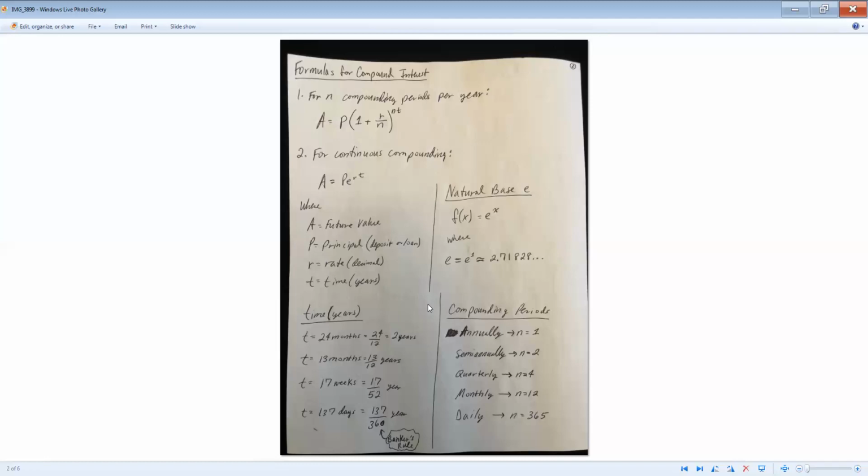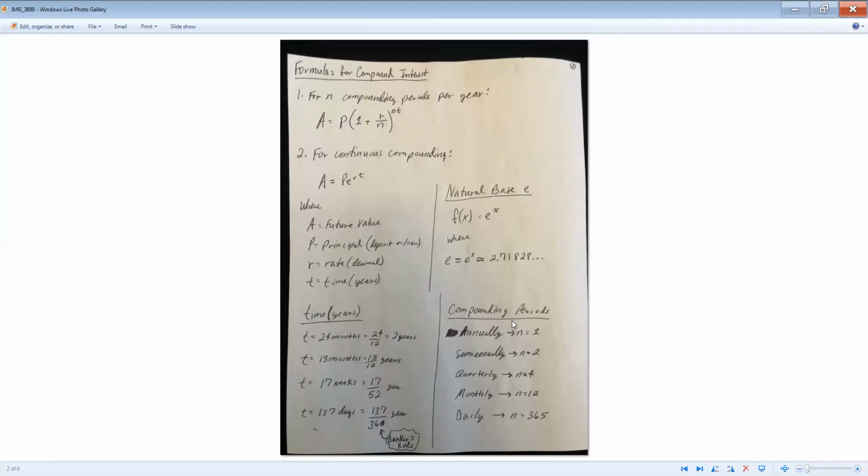So if I had 13 months, I would keep that same thought process. That would be 13 over 12. If I had 17 weeks, I would put 17 over 52 because there are 52 weeks in a year. But if I were dealing with days, I would do 137 over 360 because of Banker's rule. They don't use 365, they actually use 360.